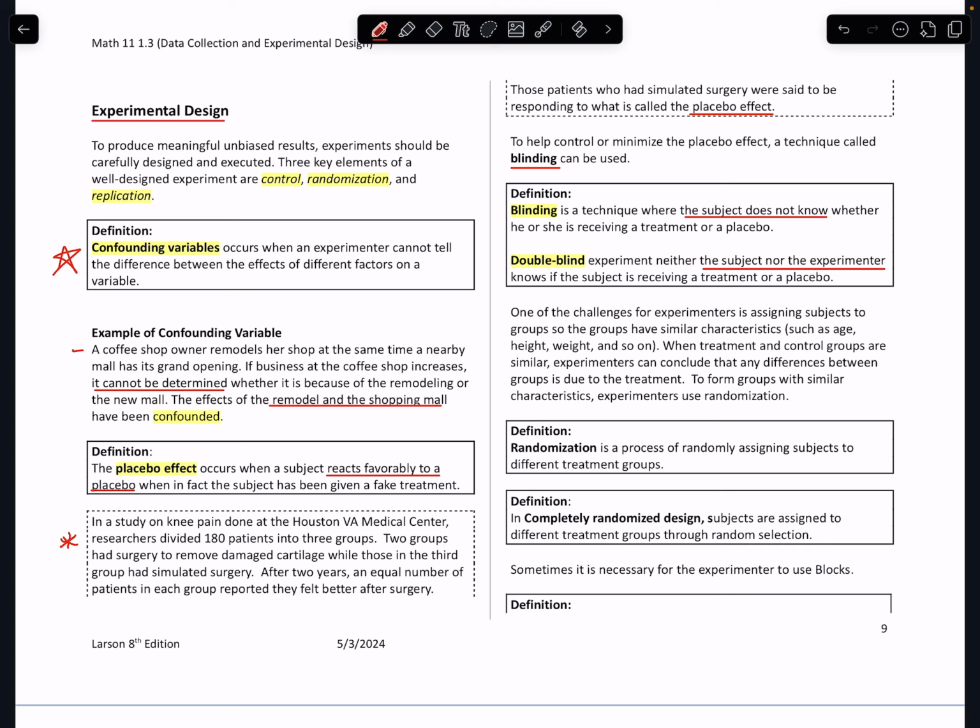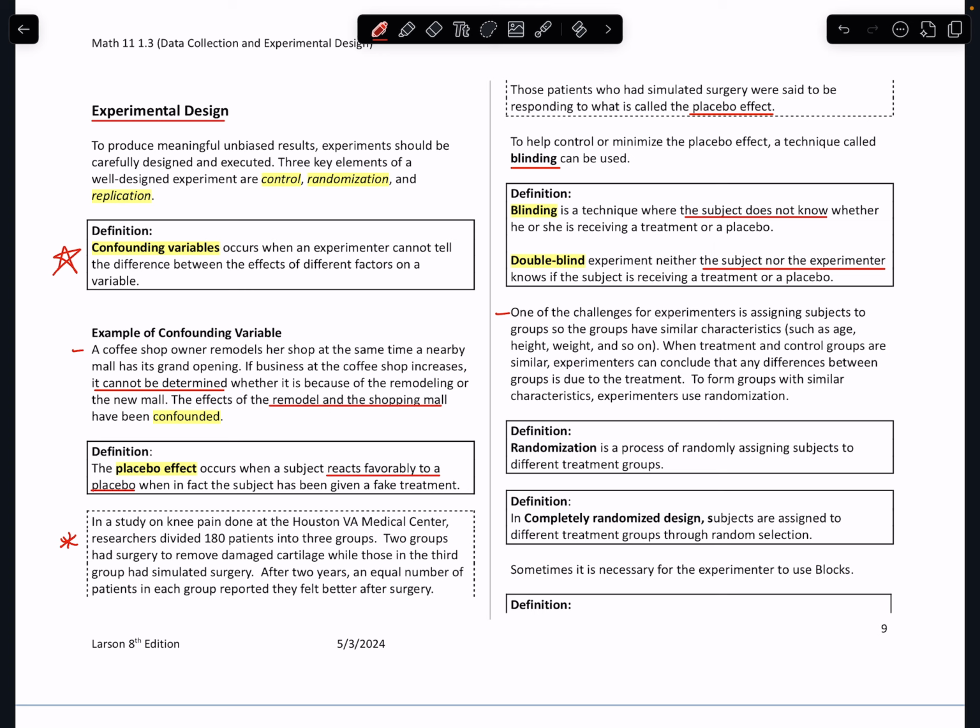One of the challenges for experimenters is assigning subjects to groups so that the groups have similar characteristics, such as age, height, weight, and so on. When treatment and control groups are similar, experimenters can conclude that any differences between groups are due to that treatment. So basically, I want my groups to be as similar as possible.